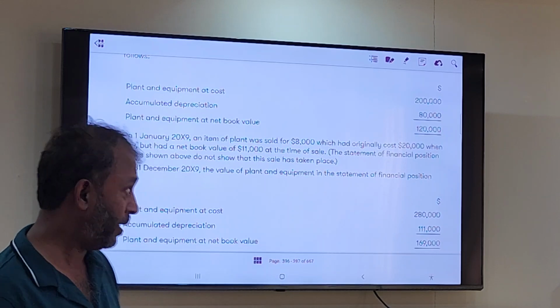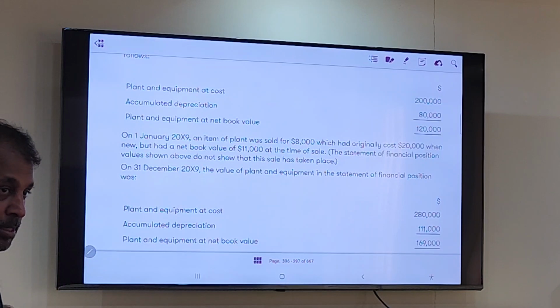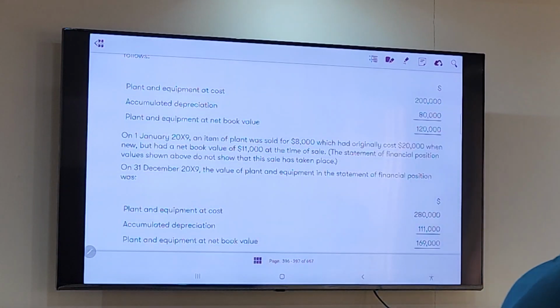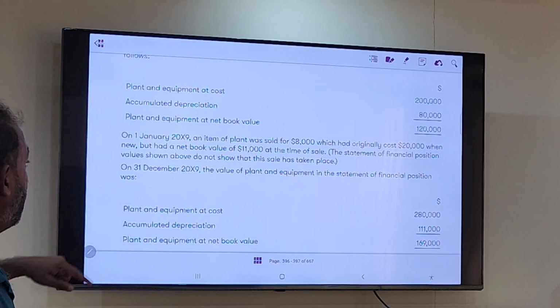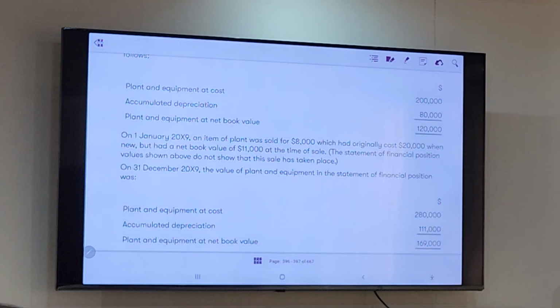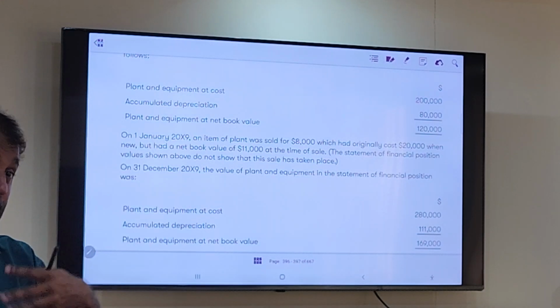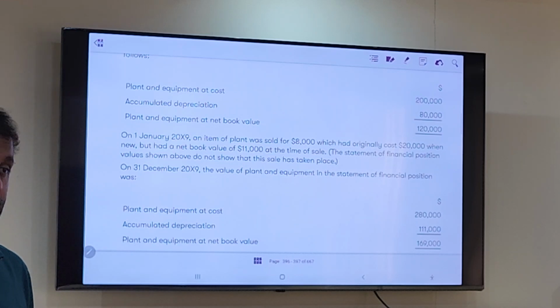Again. So I am selling a piece of asset. What is the cost of the piece of asset that I am selling? 200. Now, 200,000 is the cost of the total asset that I have. But I am not selling everything. I am selling only a small piece. How much?